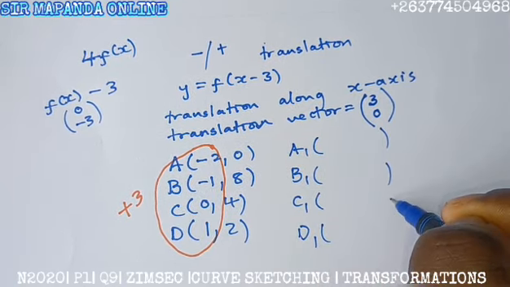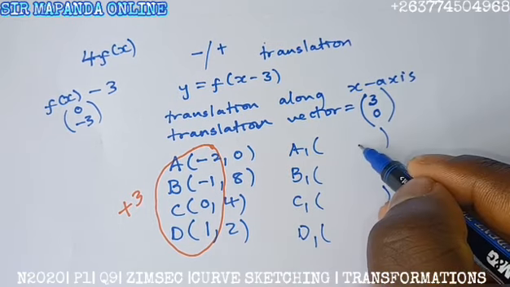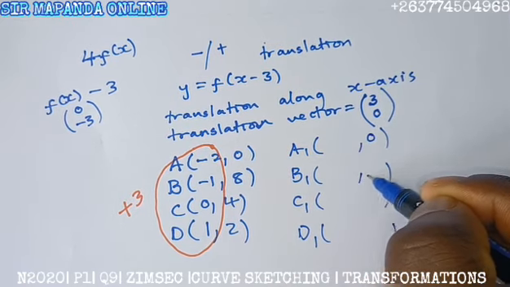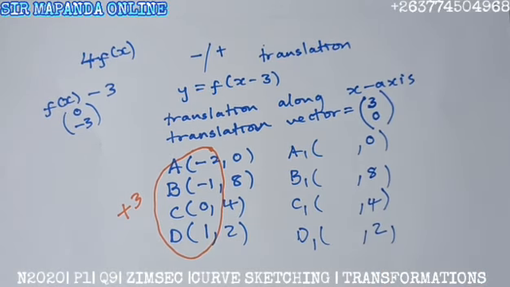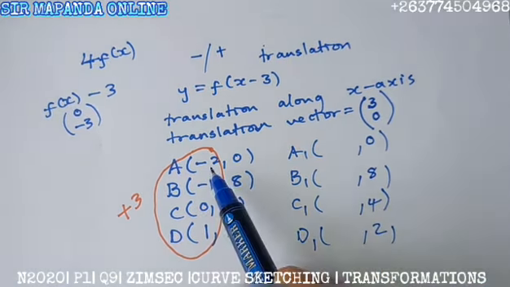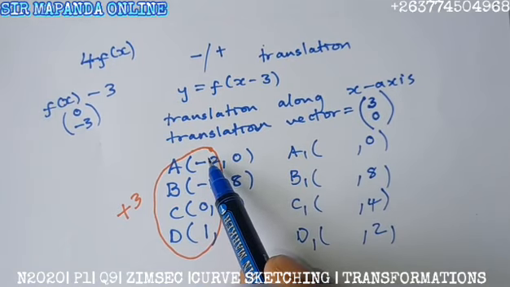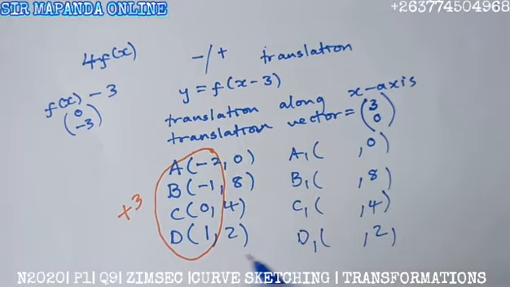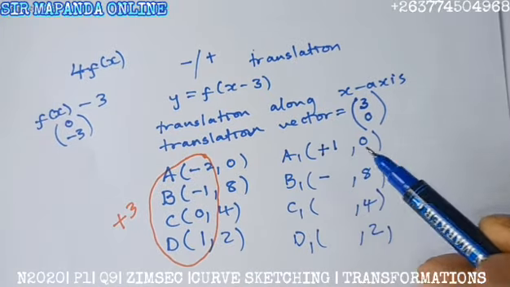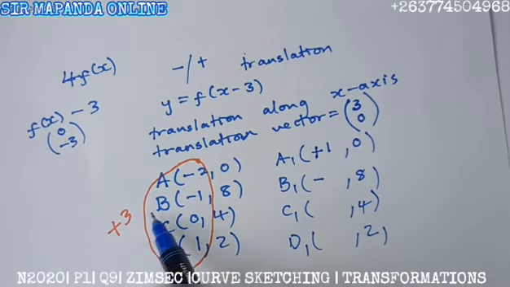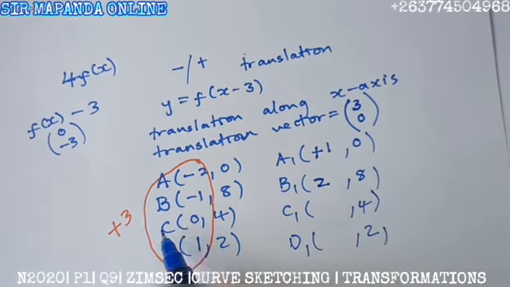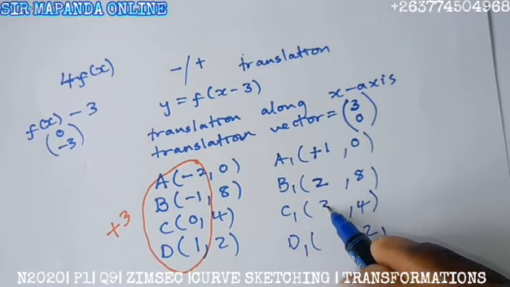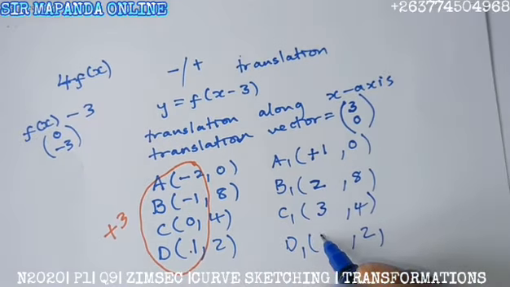I hope you are following, class. So the y are going to come out as it is. Paste and copy them as it is. They are not going to change. But I'm going to add the x coordinates by 3. So minus 2 plus 3, positive 1. Then minus 1 plus 3, you get 2. Then 0 plus 3, you get 3. 1 plus 3, you get 4.